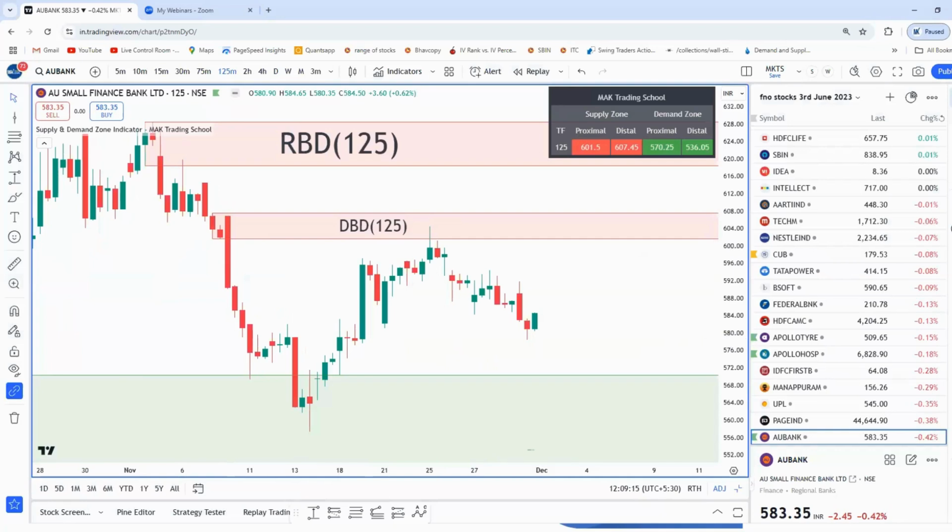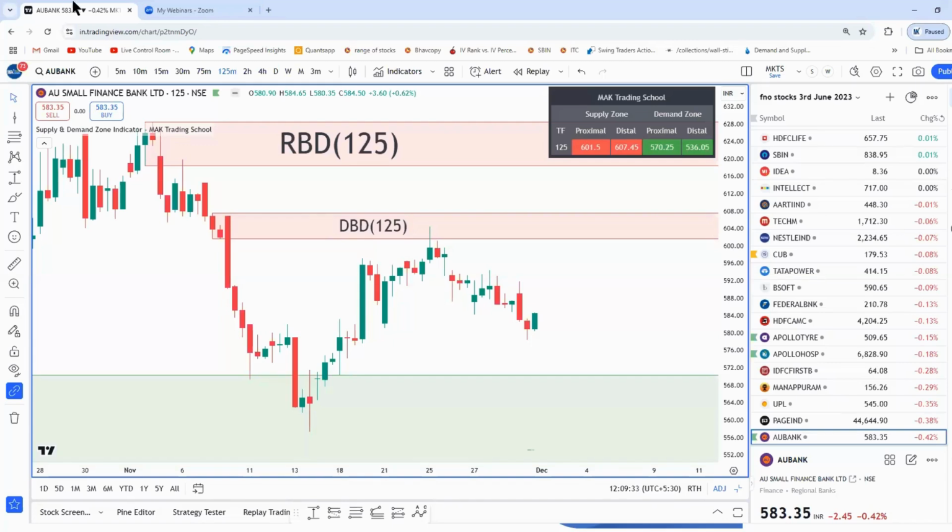So generally, supply demand, the mere minimum that we look for is 2:1. So if the trade is offering anything less than 2:1, we will not trade. Minimum we look for is 2:1, and higher the risk reward, much better it is.